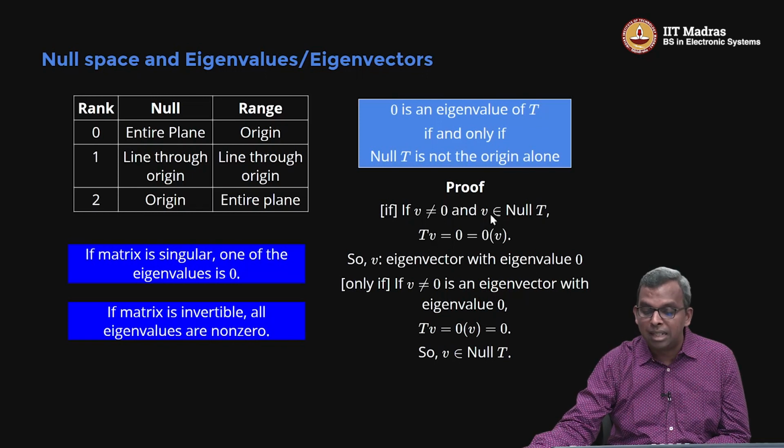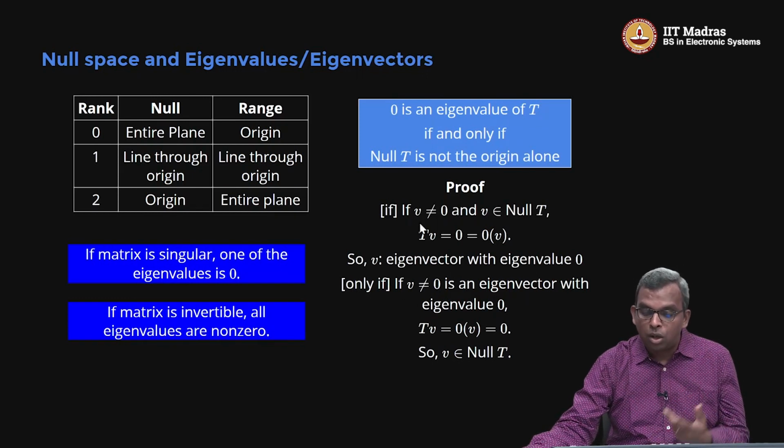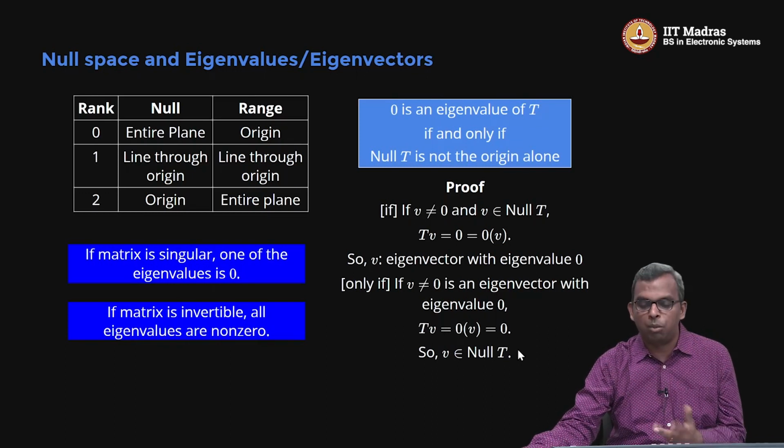Okay, whenever there is a null vector, 0 becomes an eigenvalue, very easy. Now, what is the other way around, the converse of this statement? If a non-zero eigenvector v has eigenvalue 0, then clearly T times v is 0, so this v belongs to the null space of T. Both ways it is true.